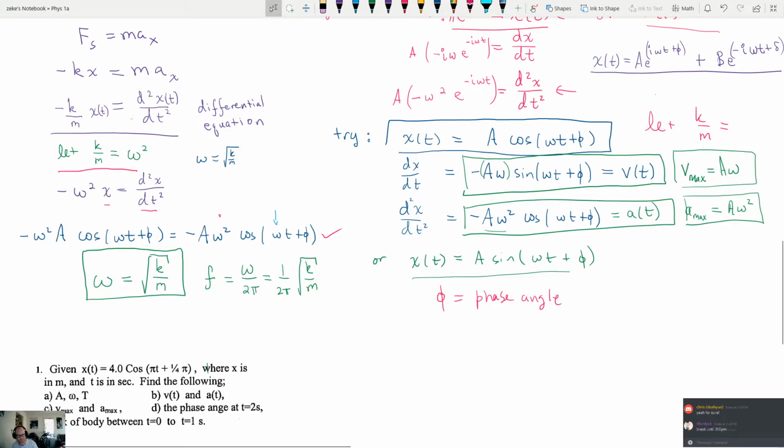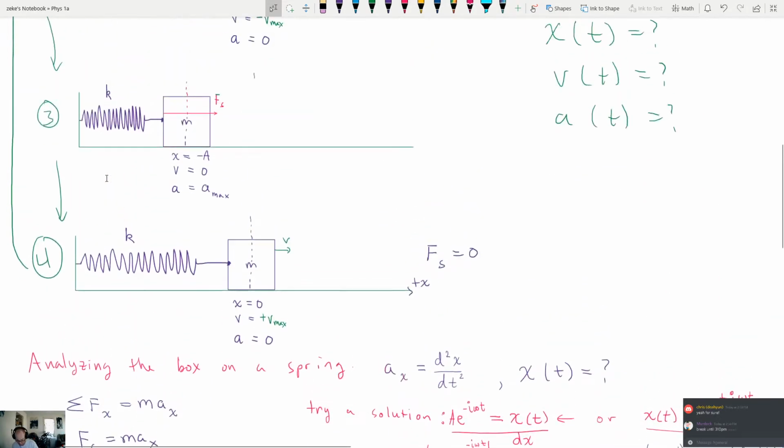Okay, this is the second hour of Physics 1A for June 2nd, and we're now going to continue talking about simple harmonic motion, in particular, this box on a spring system here that we're talking about.